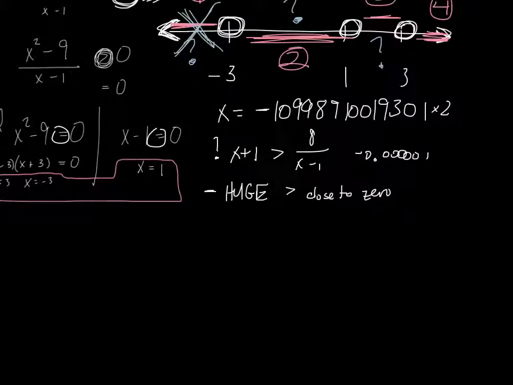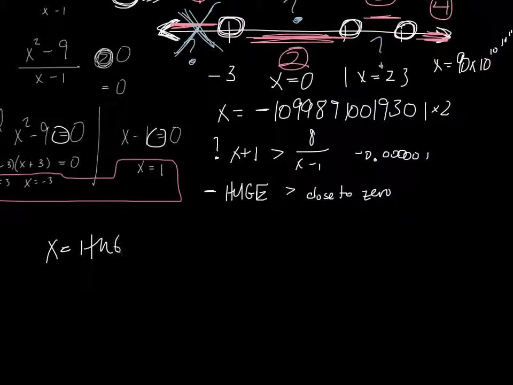Now for section 2, what's the easiest one to pick? x equals 0. For section 3, we can take x equals 2. And for section 4, x is a huge number, like 10 to the 10 to the 10. When the regions go on forever, you can just take a huge number, and it's often very easy. So if x is huge, is x plus 1 bigger than 8 over x minus 1?